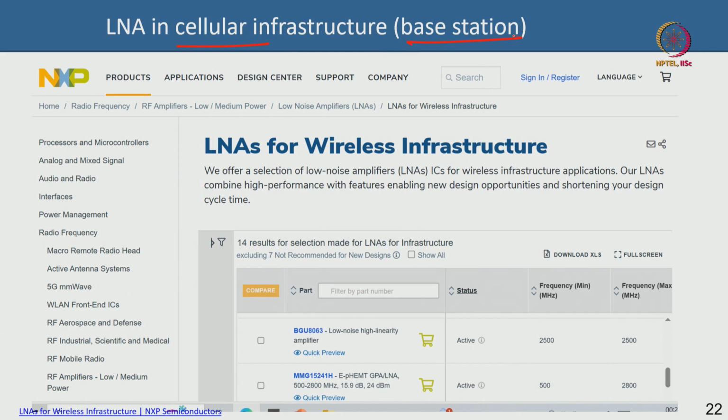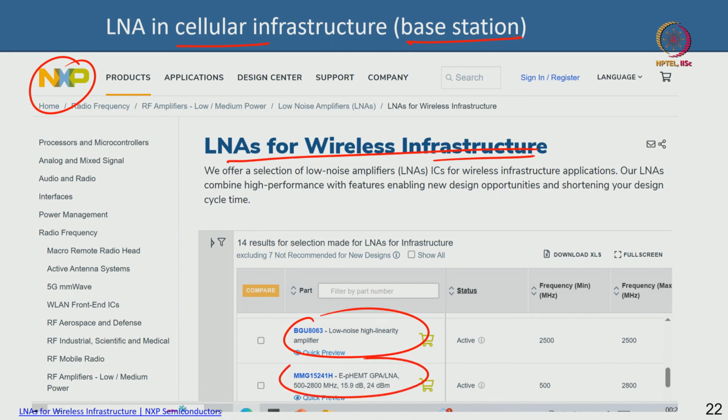Okay. Then cellular infrastructure, when I say cellular infrastructure, I mean the base station, the nearest base station in your locality. What is the LNA used there? LNA for wireless infrastructure is basically for the cell phone tower, cell phone base station. You see, this is a company, NXP, very famous company. Again, I am not advertising for that, I just happened to pick it up from Google. There are other companies that also sell. I am just picking up 2 examples here. This is one example of a low noise amplifier that goes into a cell phone base station or tower. This is another technology that goes into a cell phone base station tower.